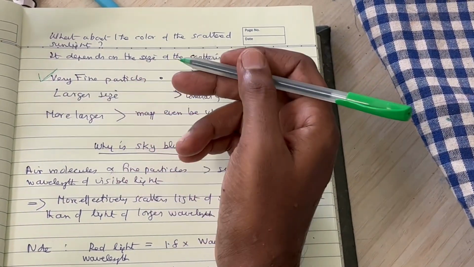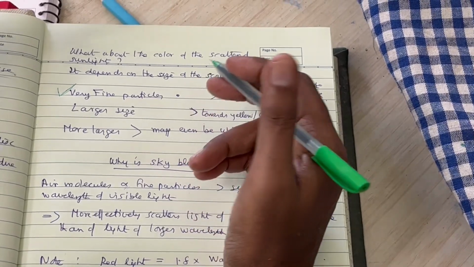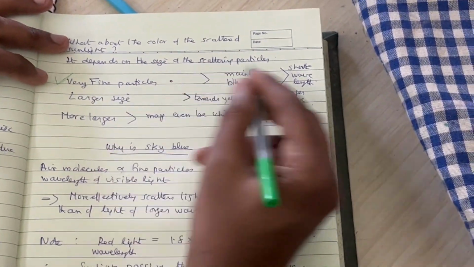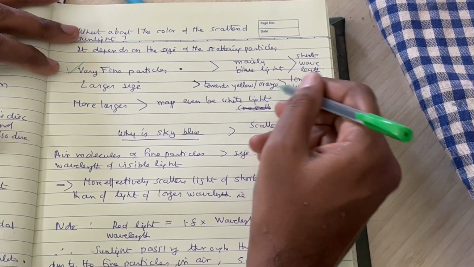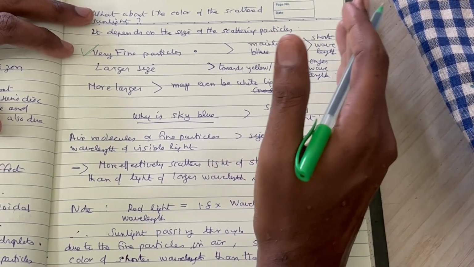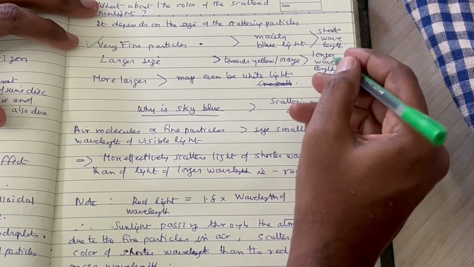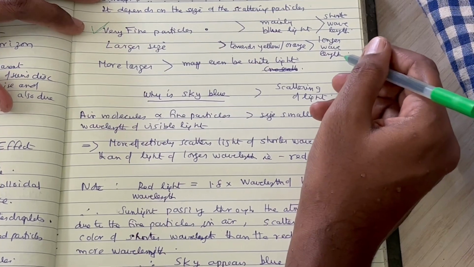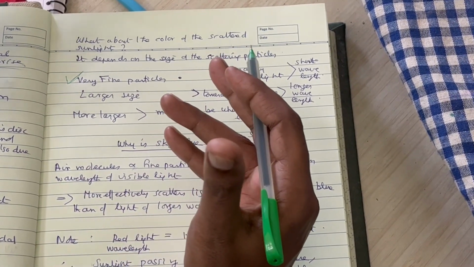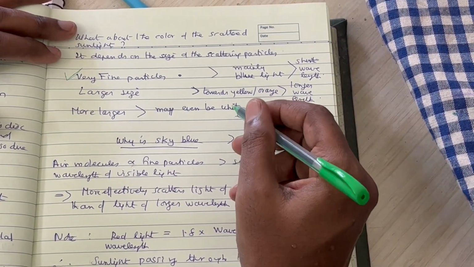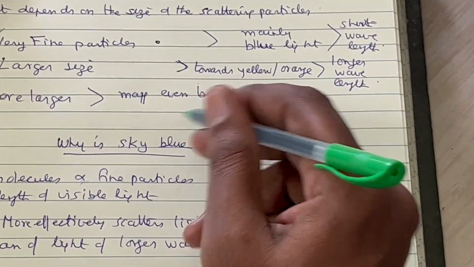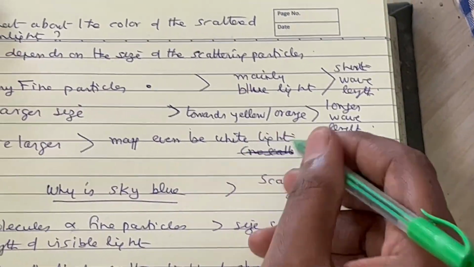But if the particles in the atmosphere are of an average size, or a little more than average, a larger size, the scattering will be more towards the yellow, orange, reddish part of the light, which means that we'll be dealing with longer wavelengths. And what if there are quite large particles in the atmosphere? Naturally, there may not be any scattering as such. You may even be just reflecting the white light.